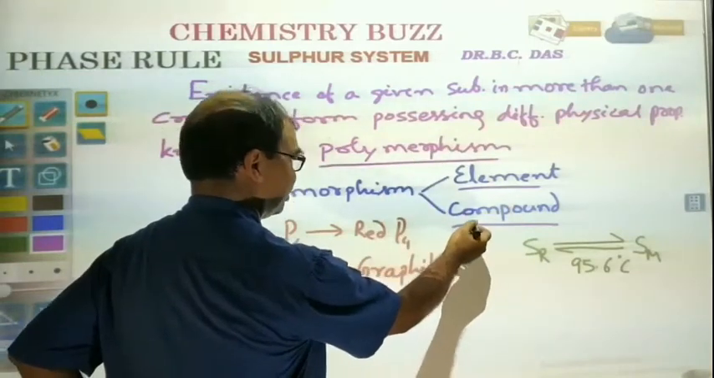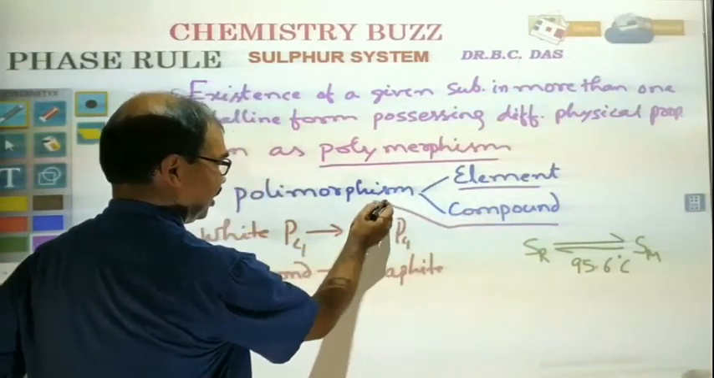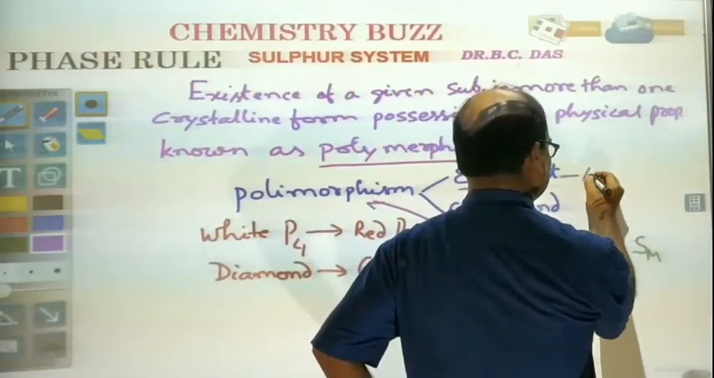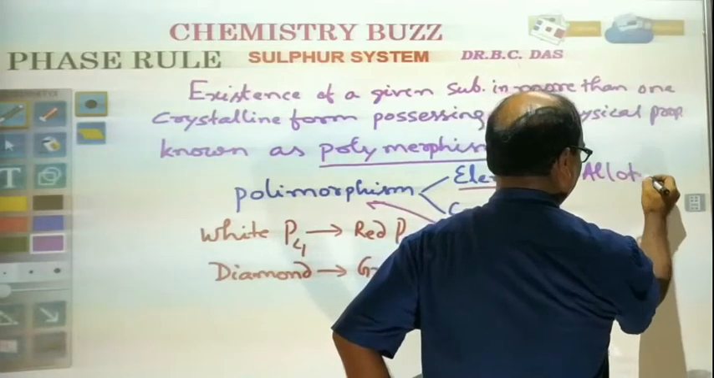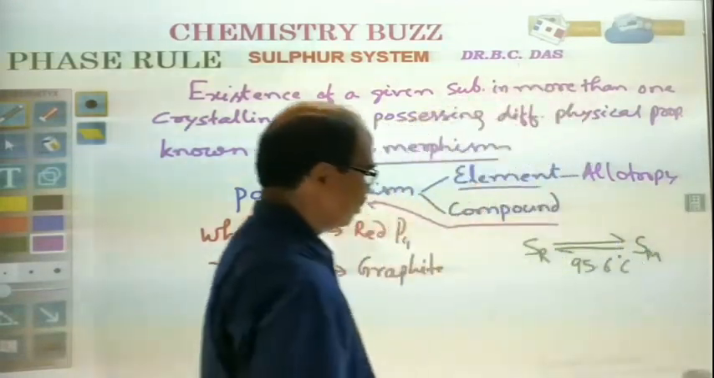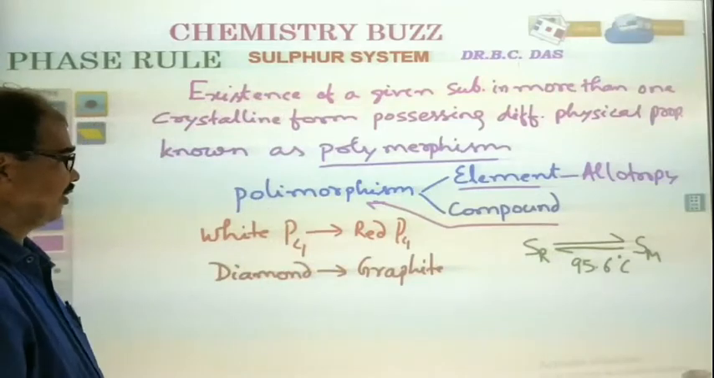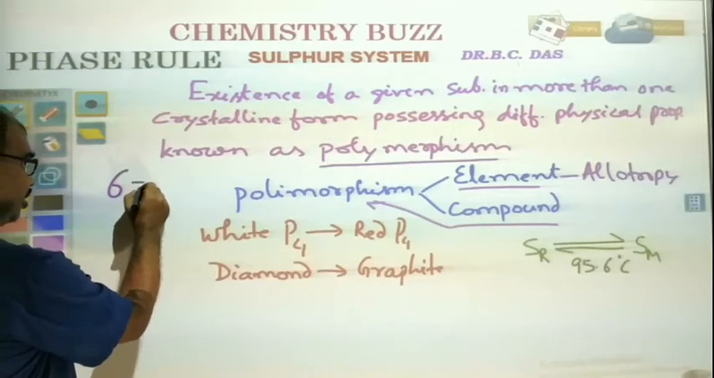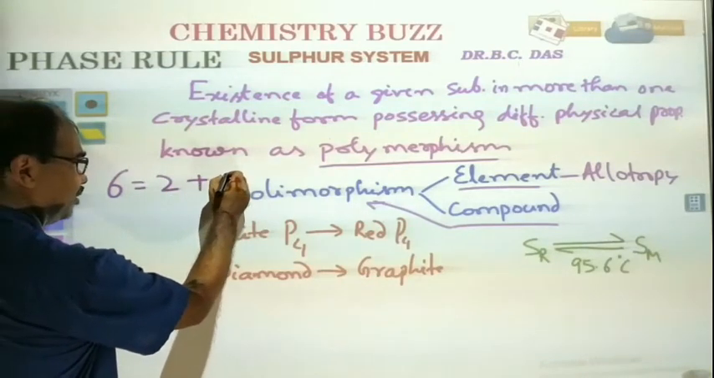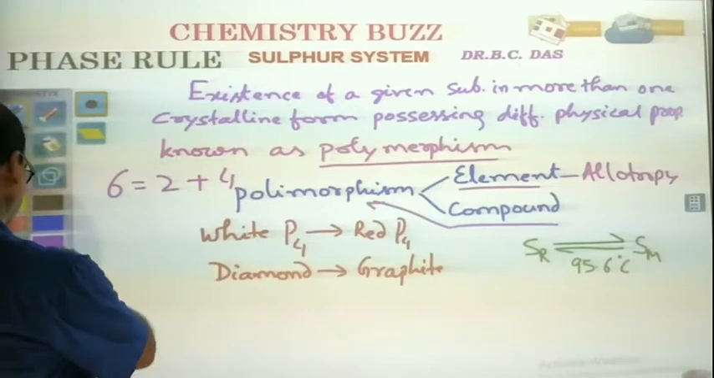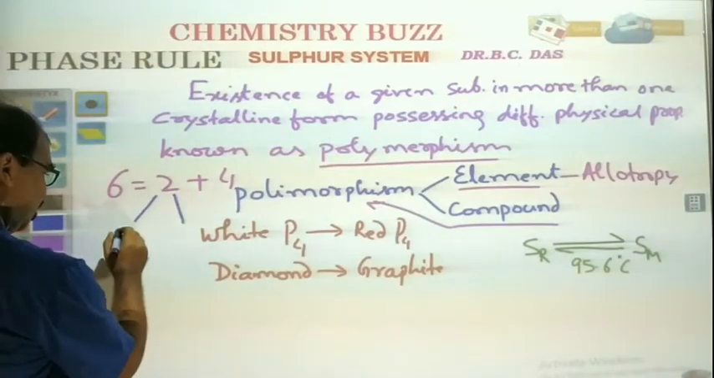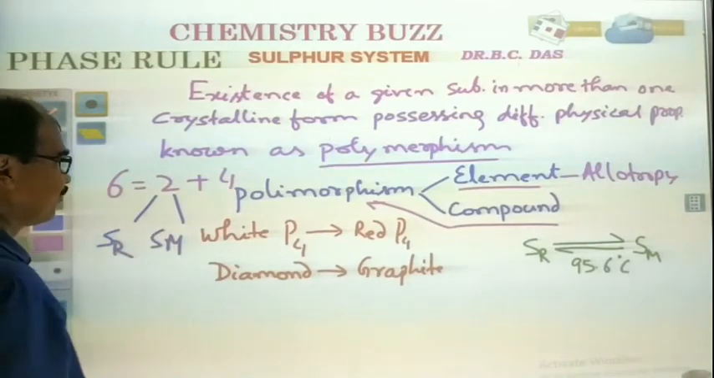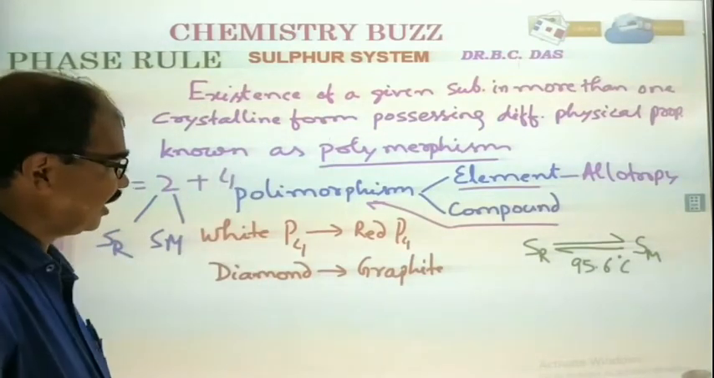When a compound exhibits polymorphism, it is called polymorphism. But for an element, the polymorphism is known as allotropy. Sulphur exists in 6 allotropic forms, 2 in crystalline form and 4 in amorphous form. The 2 crystalline forms are rhombic sulphur and monoclinic sulphur, and 4 amorphous sulphurs are there.